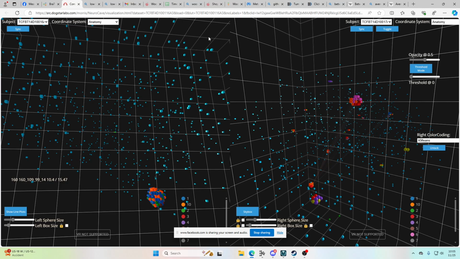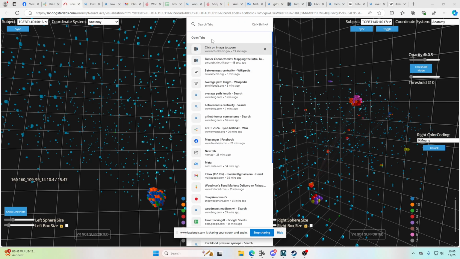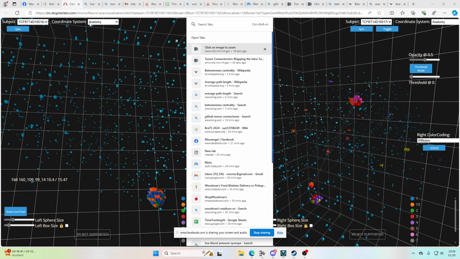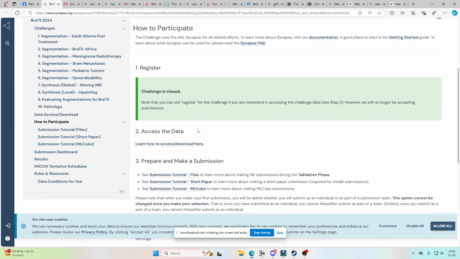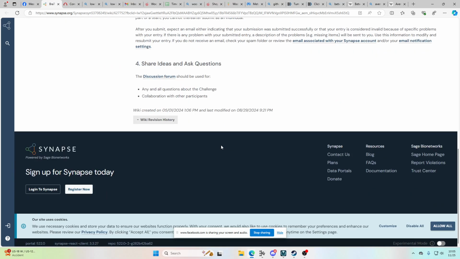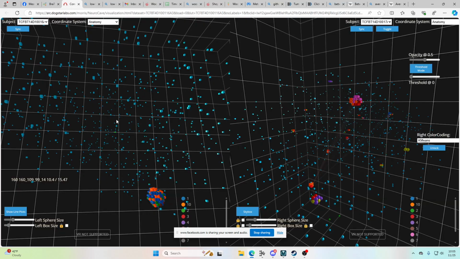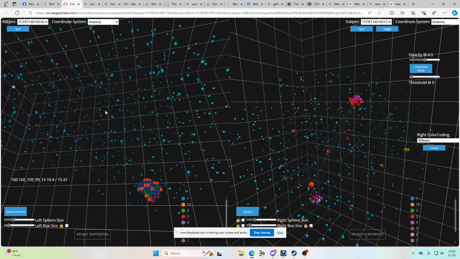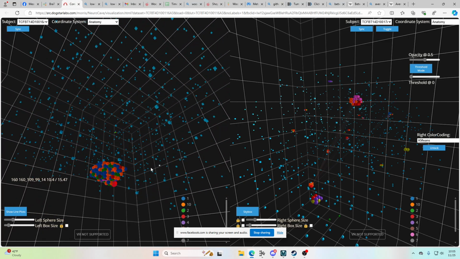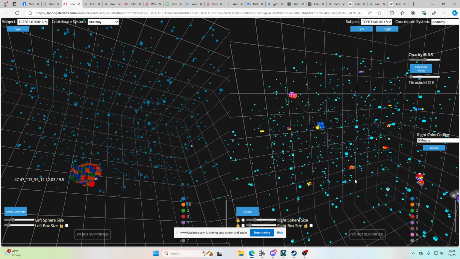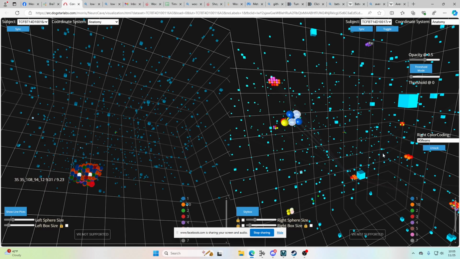Maybe I'll unpack a piece of BraTS data. Yeah, I don't think I'm going to get any BraTS data from here. But I'm using their data to visualize the tumor connectomes. And these are two different patients. One has a whole bunch of tumors, like tumor, tumor, tumor, tumor, tumor. This one just has one big tumor.